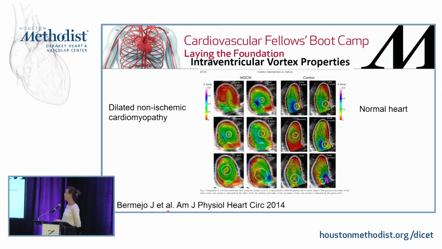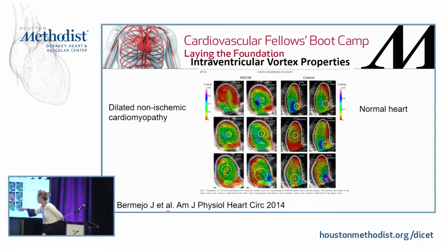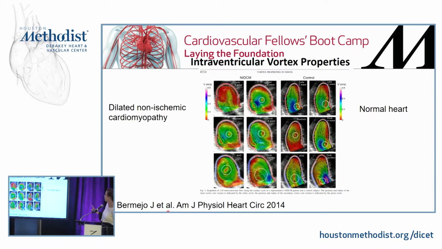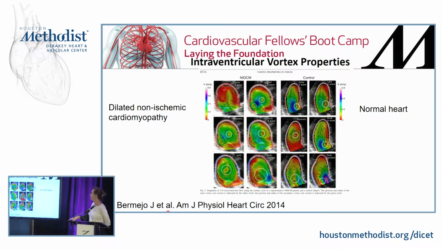So you knew this was coming, the vortex. This is the effect of dilated non-ischemic cardiomyopathy on the flow patterns during diastole and systole with interventricular vortex. So at the right is the normal heart, and you can see that when these go from 1, 2, 3, 4, 5, 6 in that order, you can see blood flow. This is the velocity of blood flow right here. The highest velocity is in the blue to purple range.